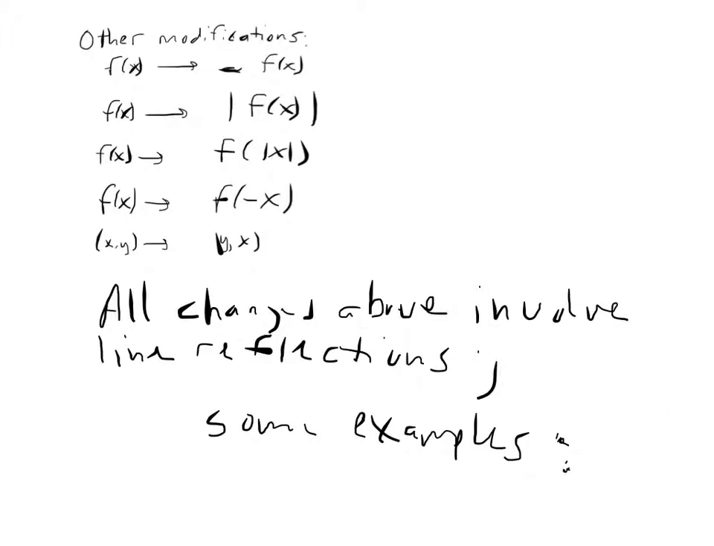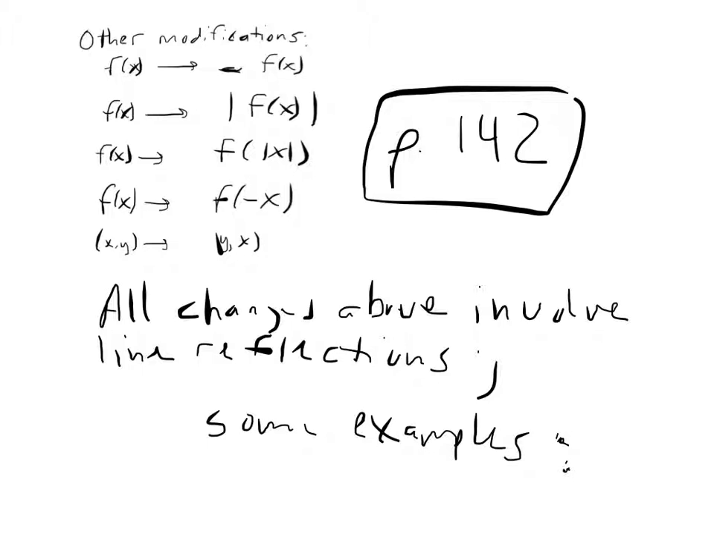Now, there are some other modifications, in addition to the stretching and shrinking we've looked at so far. If we change f of x to negative f of x, or f of x to an absolute value of f of x, etc., these changes involve some sort of line reflection, and they're outlined for you on page 142 in a lovely colored box. We'll look at a couple of examples here, and then you're going to want to make sure you understand the others.